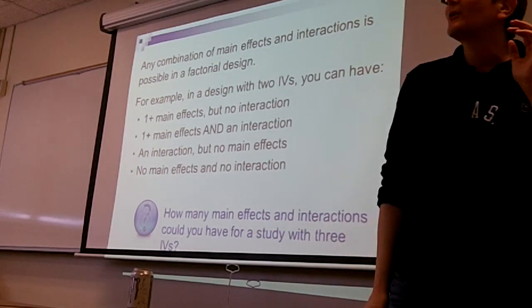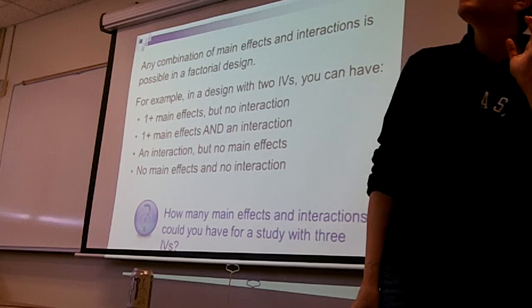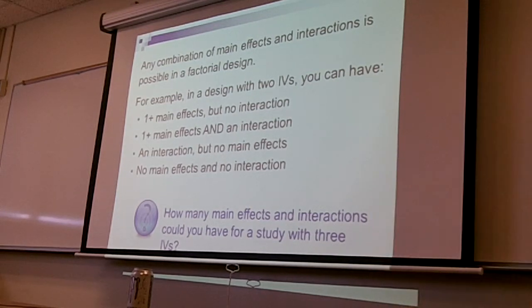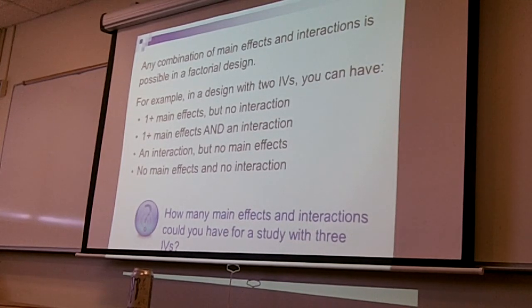Now people are quiet. How many? 3. Okay, what would the interactions be? 1 and 2, 2 and 3, and 1 and 3. Okay, so there's IV1 times IV2, IV1 times IV3, IV2 times IV3. Okay. Can it be all the way up to 2 and 3? That's right, you got it. Hey, my students are so smart.